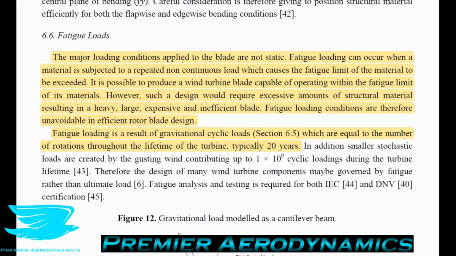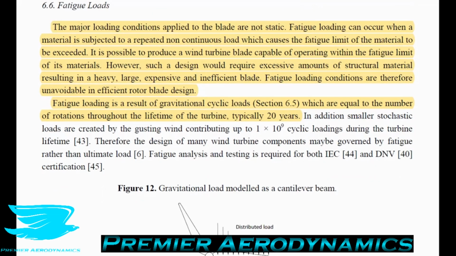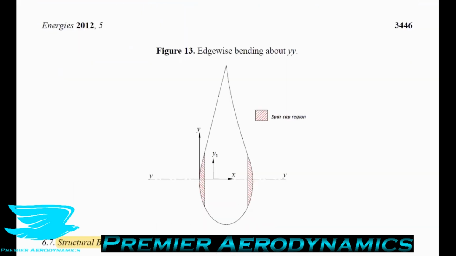So that's pretty cool. Moving on to blades here, though, they say fatigue loading is a result of gravitational cyclic loads, which are equal to the number of rotations throughout the lifetime of the turbine, typically 20 years. So what they're saying here is they design the wind turbines to last about 20 years, and I guess after that they reassess it.